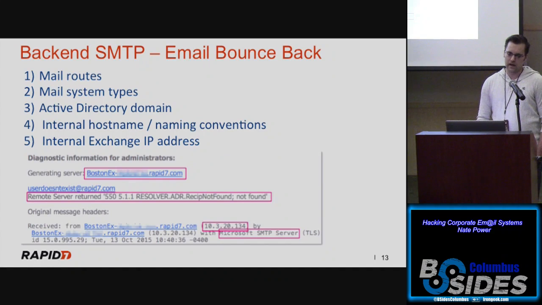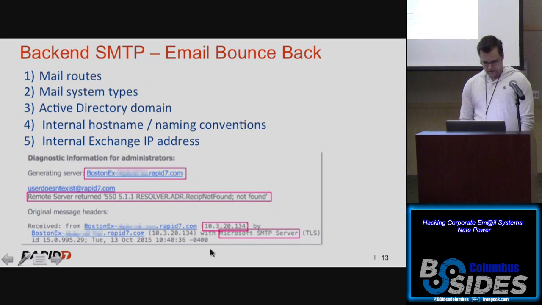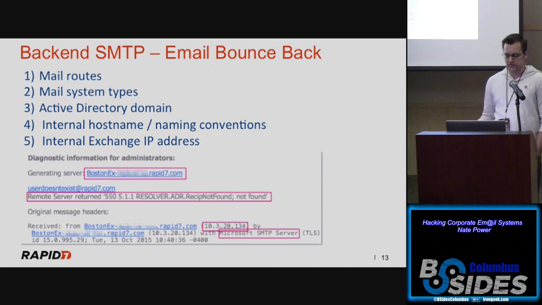Looking inside the headers of the bounce back emails, we can figure out how the mail routes. Most of the time we can figure out what type of mail system it is. And in this case, it's a Microsoft Exchange server. Sometimes Active Directory domains can be held within the headers, or internal host names or naming conventions, or even the internal IP address to the backend SMTP server.